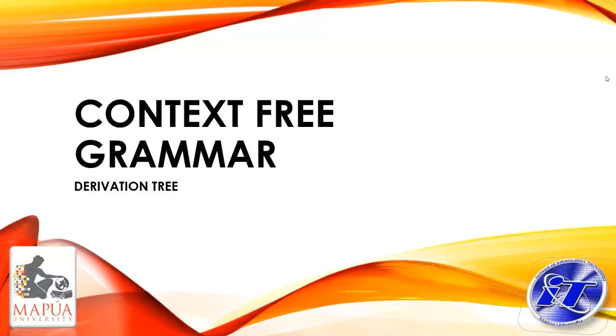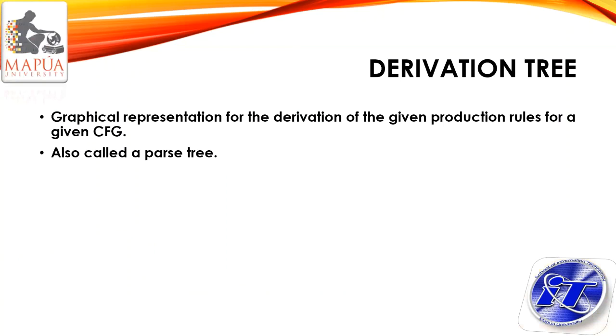Let's continue our discussion about context-free grammar, specifically the derivation tree. A derivation tree is another way of representing how we could derive our input based on the sequence of production rules. It's a graphical representation, like a decision tree, and it is also called a parse tree. So derivation tree and parse tree are the same.